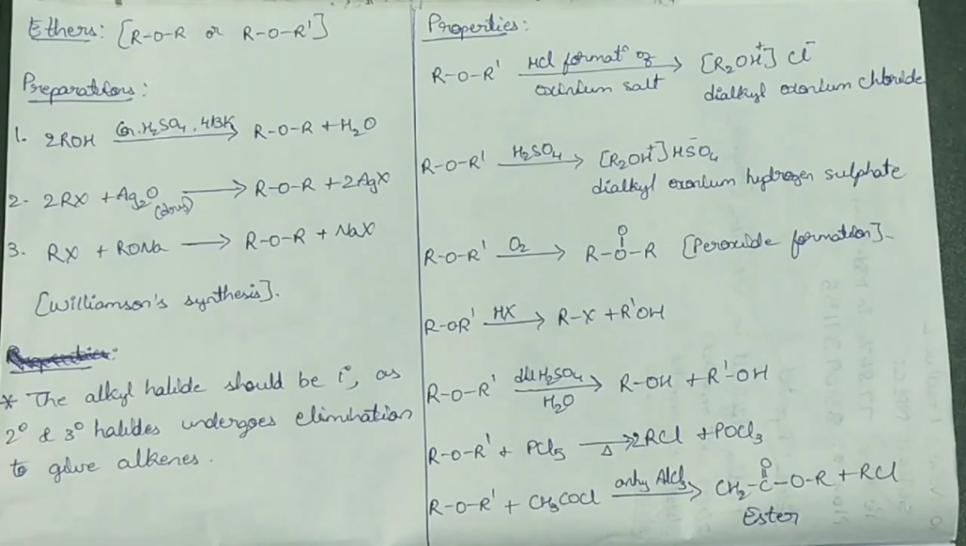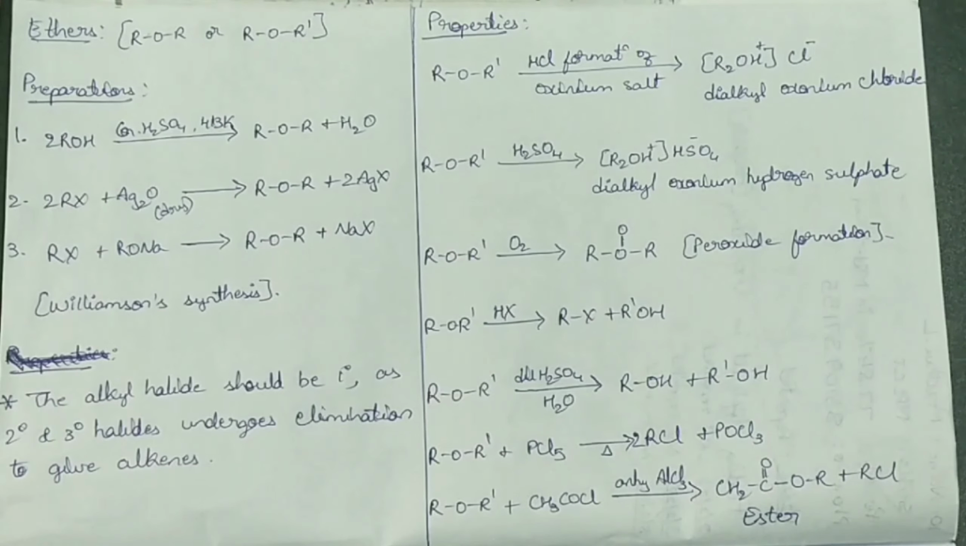Again, alkyl halide reacting with RONa, the Williamson synthesis reaction, gives an ether, where the alkyl halide should be primary, as secondary and tertiary alkyl halides undergo elimination to give alkenes. So this is an important point to remember in the Williamson synthesis, where the alkyl halide should be primary only, because secondary and tertiary undergo the elimination reaction to give alkenes.